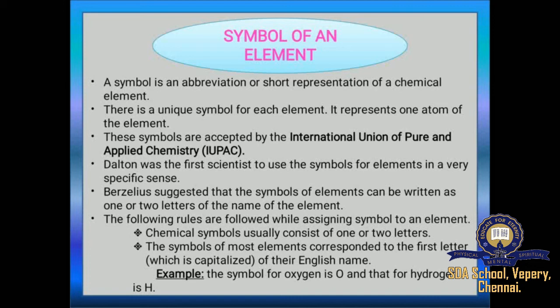In the case of chlorine, the symbol for chlorine is Cl, capital C and small l. The first letter will be a capital letter, so capital C, and the second letter will be a small letter, so small l. Chlorine symbol is Cl. I hope now you all know the rules that have to be followed while assigning a symbol to an element.